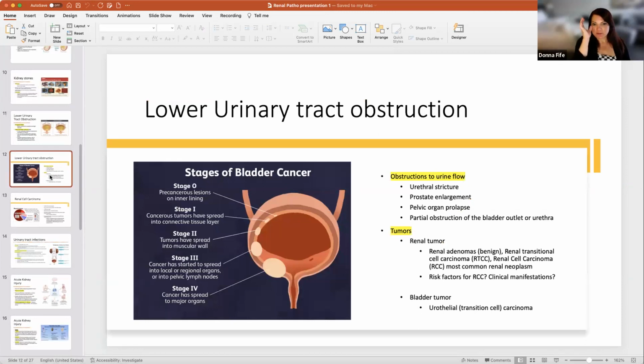Lower urinary tract obstruction: obstructions to urine flow. This can be caused by urethral stricture, prostate enlargement, pelvic organ prolapse, or partial obstruction of the bladder outlet or urethra. You can have tumors that cause this: renal adenomas, which are benign, renal transitional cell carcinoma, and renal cell carcinoma, which is the most common renal neoplasm. Bladder tumor: urothelial or transitional cell carcinoma can occur in the bladder.